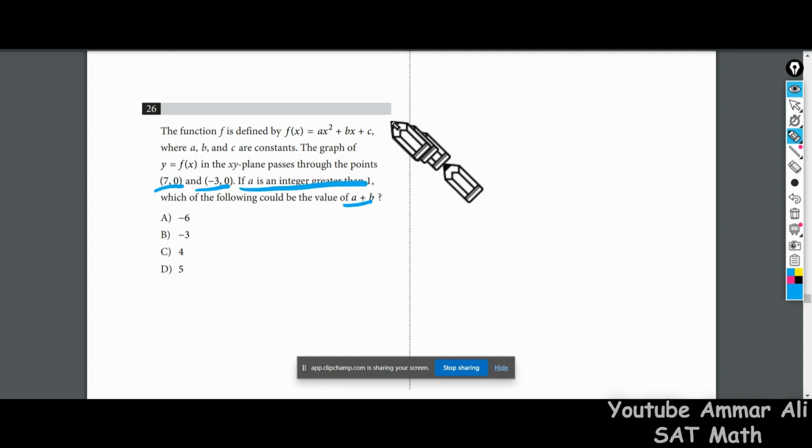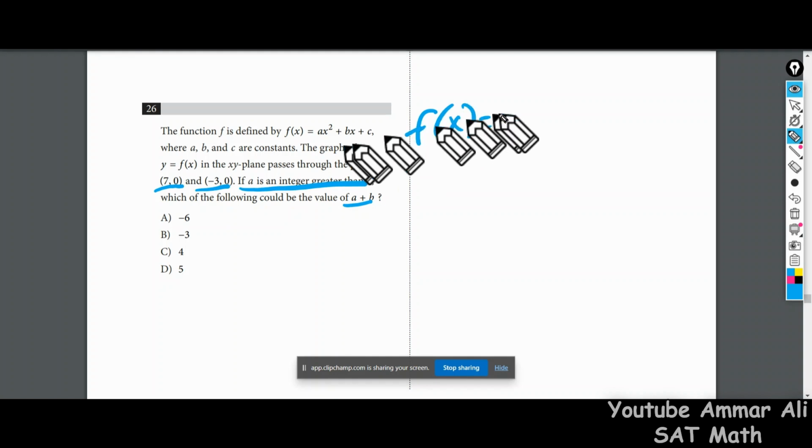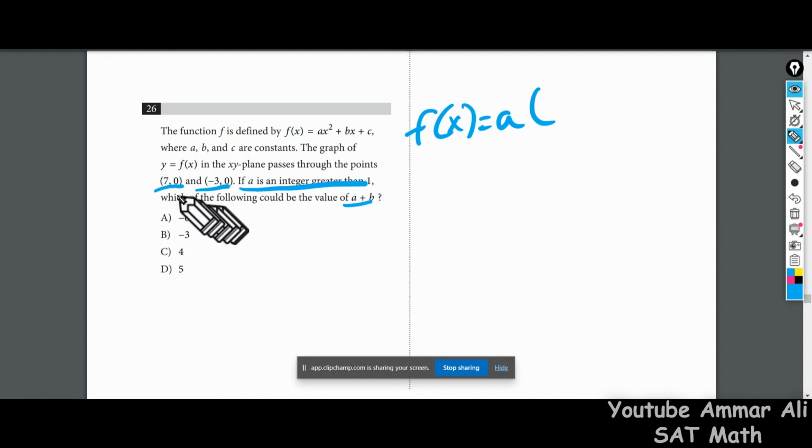The way we're going to start this one is we're going to write out what we know. We know that there is some integer a, and we want to get this into the form ax squared plus bx so we can figure out what b is for this particular equation. And the way we can do that is we can use the zeros.